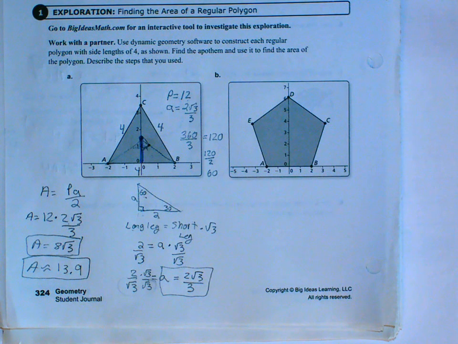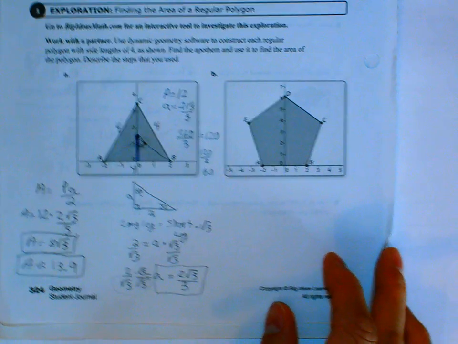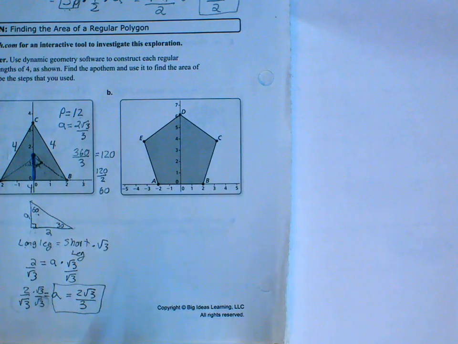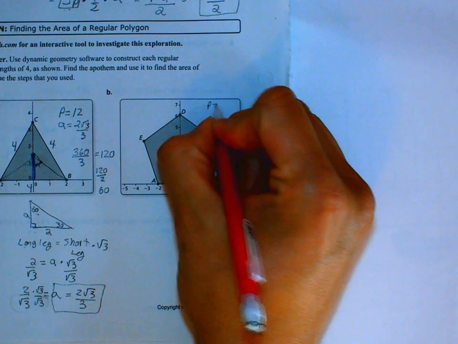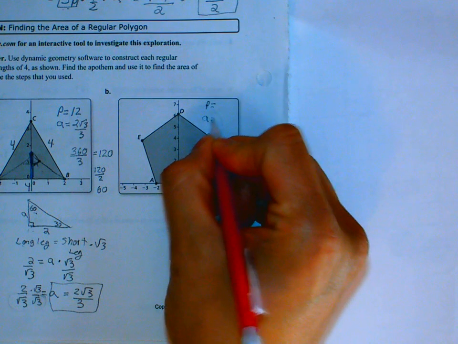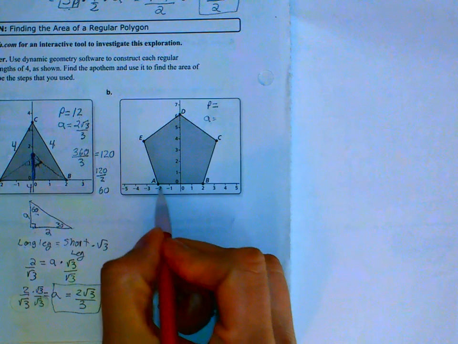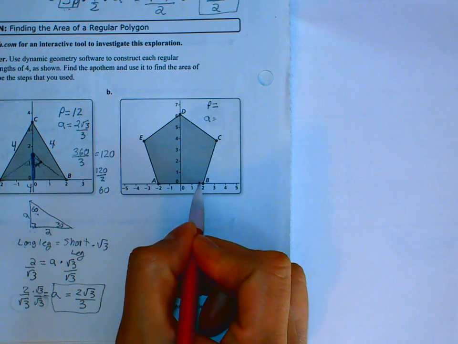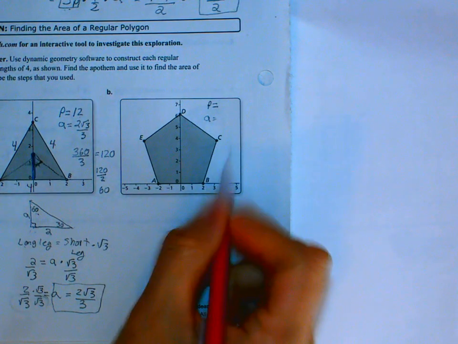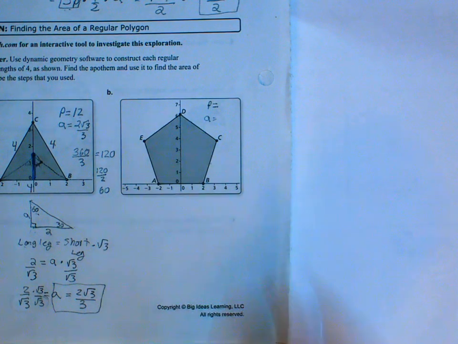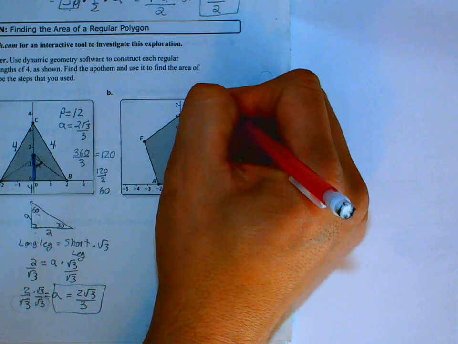Now, let's jump into a bit of a different scenario. Okay, so in this scenario right here, let me move it over a little bit. We're going to look for the perimeter, and we're going to look for the apothem. The perimeter here is very simple because I know it's 4 on this side. So all the way around, it's 4 plus 4 plus 4 plus 4 plus 4. That's the same thing as 4 times 5, which is 20.